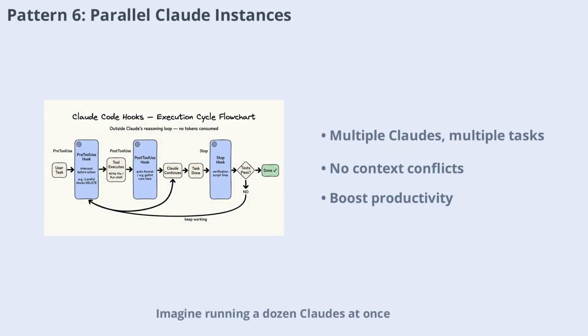Imagine running a dozen Claudes at once, each on its own branch and task. With claude -w and Git worktree, you can launch multiple independent Claude agents, each with its own context. Use tmux to manage multiple panes, and you're multitasking like a pro: refactoring, fixing bugs, and writing tests simultaneously. No context clashes, no waiting for replies. This is agentic engineering in action, maximizing productivity and minimizing bottlenecks.